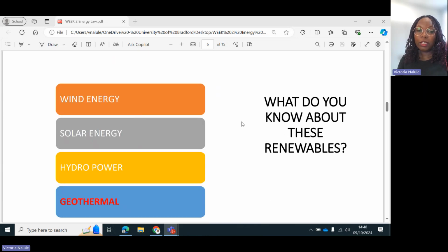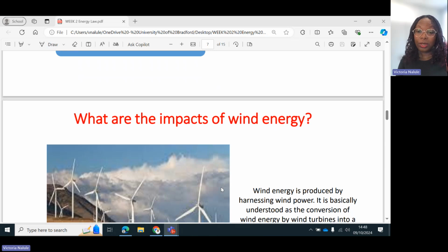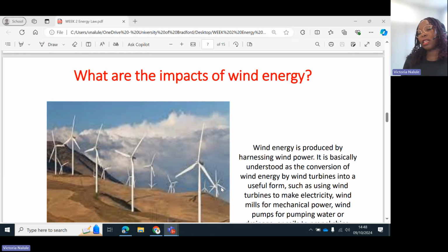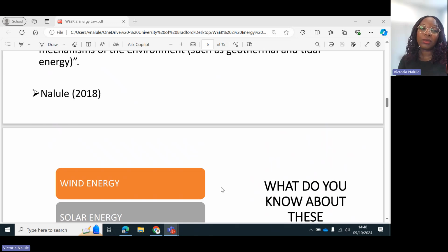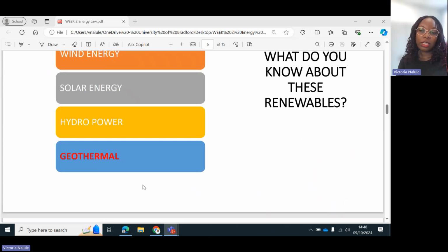So we have different types of renewable energy. You would have wind energy, you would have solar energy, hydropower, and geothermal, and also other types. But you need to, in your free time, look out for other types of renewable energy besides wind, solar, hydropower, and geothermal. Look out for other types that would be considered renewable.